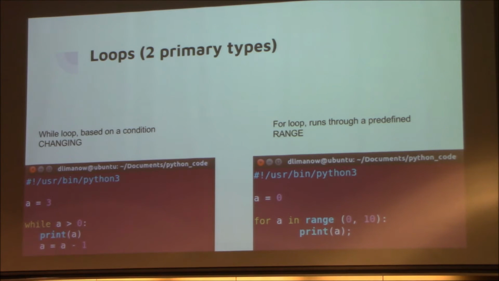On the right, we have a for loop. The for loop is a little bit different than you might have typically seen in Java or C++ or anything like that. Basically, the syntax is just a little bit different. We're taking a variable a, and then we are cycling through a range. So you're defining a range that the for loop is going through.